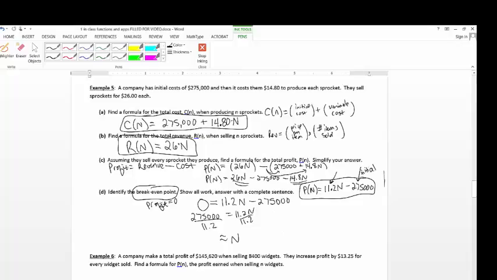I get approximately, let's see, 24,554. That's a rounded value there. They need to sell 24,554 items to break even. They actually make a very slight profit when selling that much because it is a rounded value.